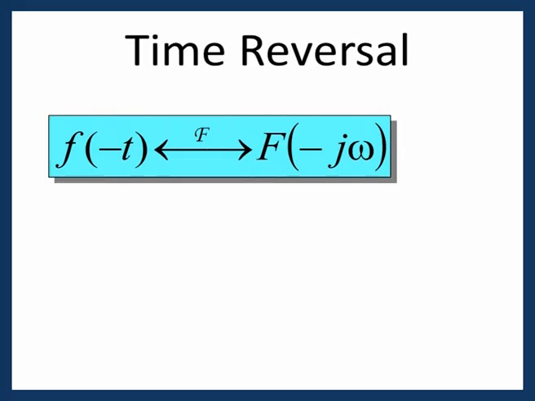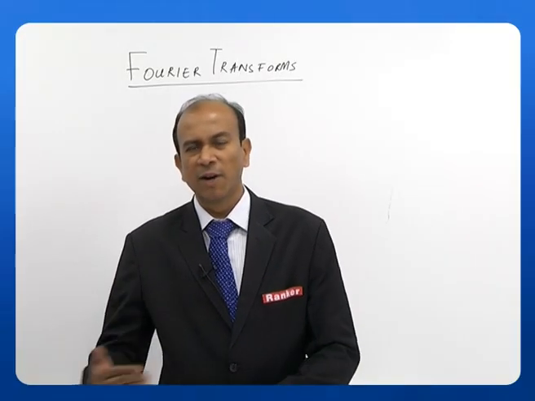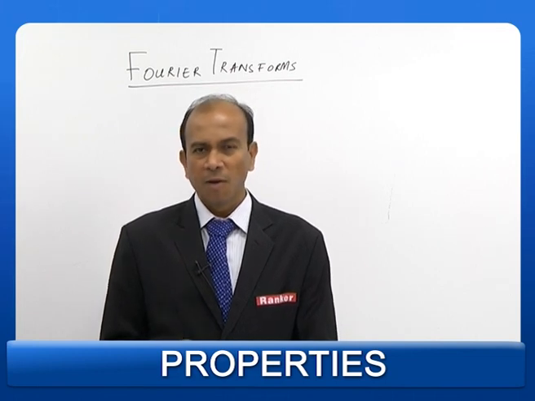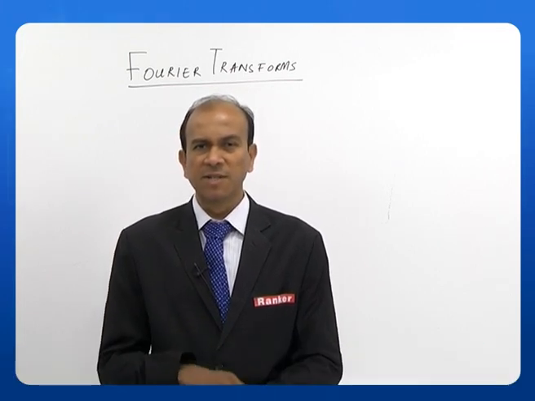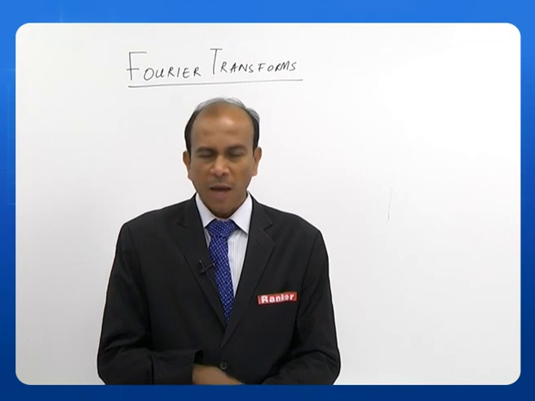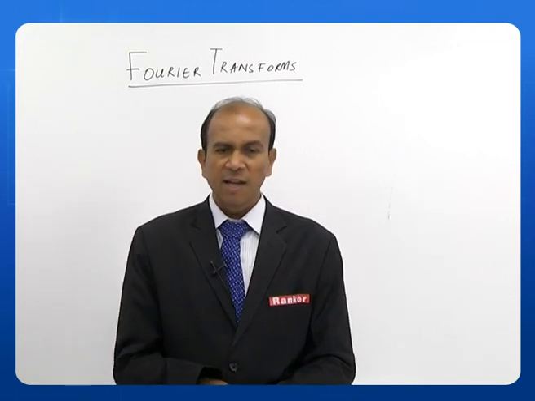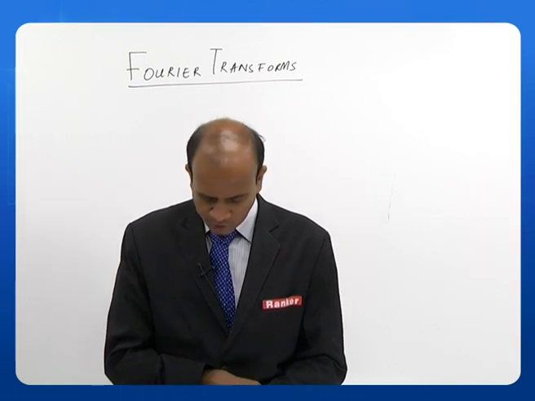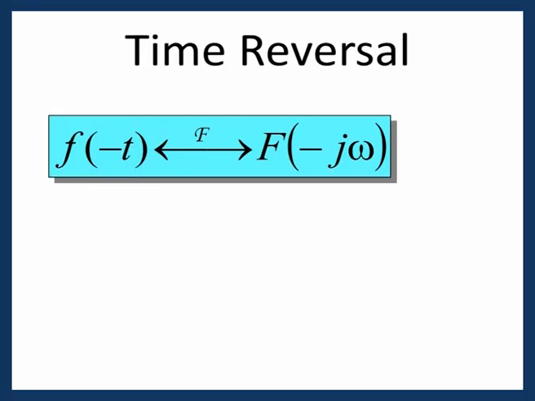Then we look at what is called the time reversal property. So far we have seen that f of t has a Fourier transform f of j omega. So, what will be the Fourier transform of a signal which is reversed in time, that is f of minus t? As you see here, f of minus t has a Fourier transform f of minus j omega. Let us see the proof for this. Here f of minus t.